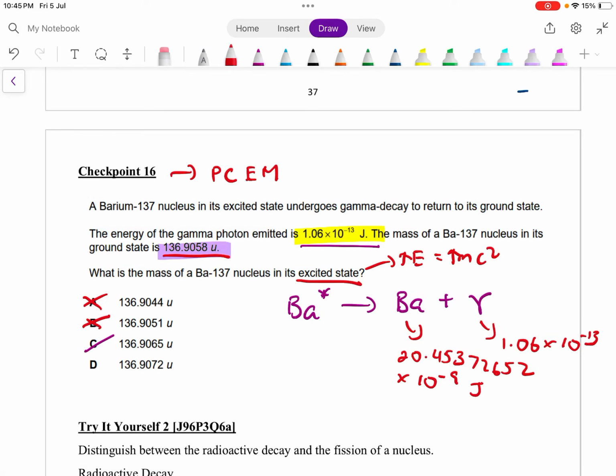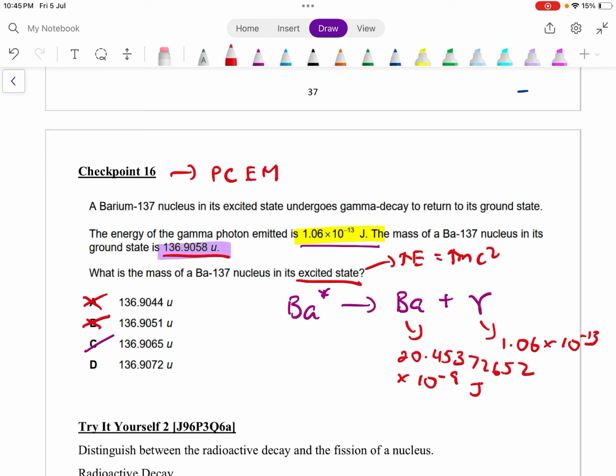So let's go through this checkpoint 16, the nuclear physics. So we have this barium 137 nucleus in the excited state undergoing gamma decay to return to the ground state. We are given that the energy of the gamma photon is 1.06 times 10 negative 13 joules, and the mass of the barium 137 nucleus in the ground state to be as such. So what is the mass of the barium 137 in the excited state?